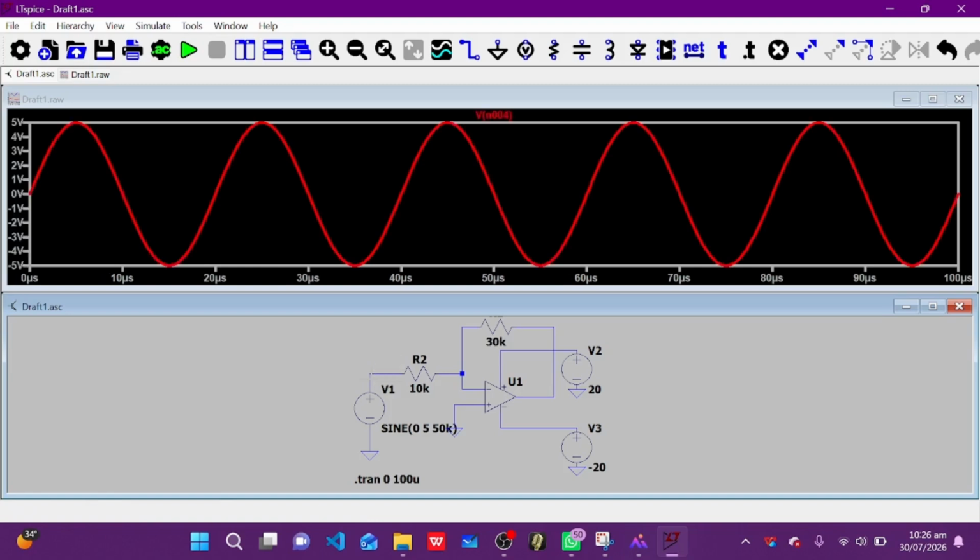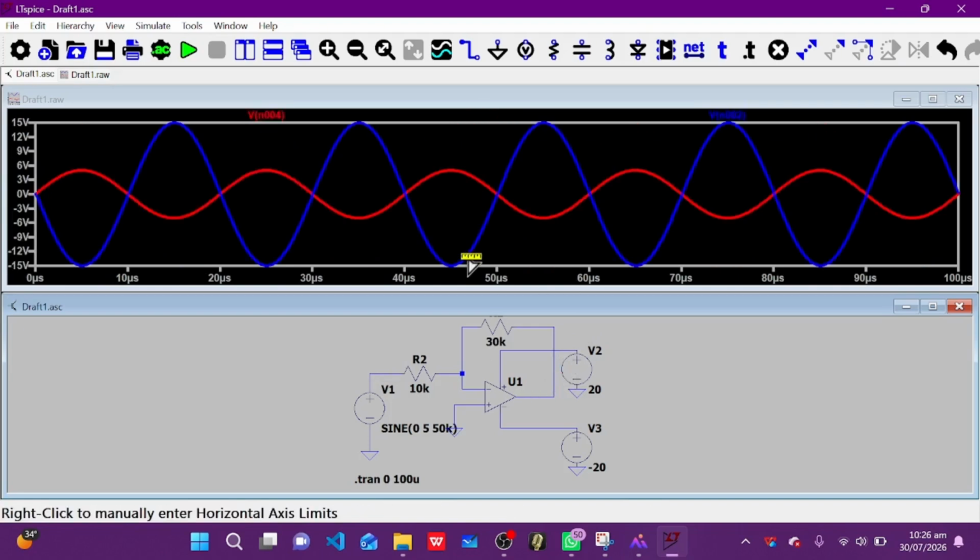As you can see, the input voltage of 5 volts has been perfectly inverted and amplified into the peak of negative 15 volts.